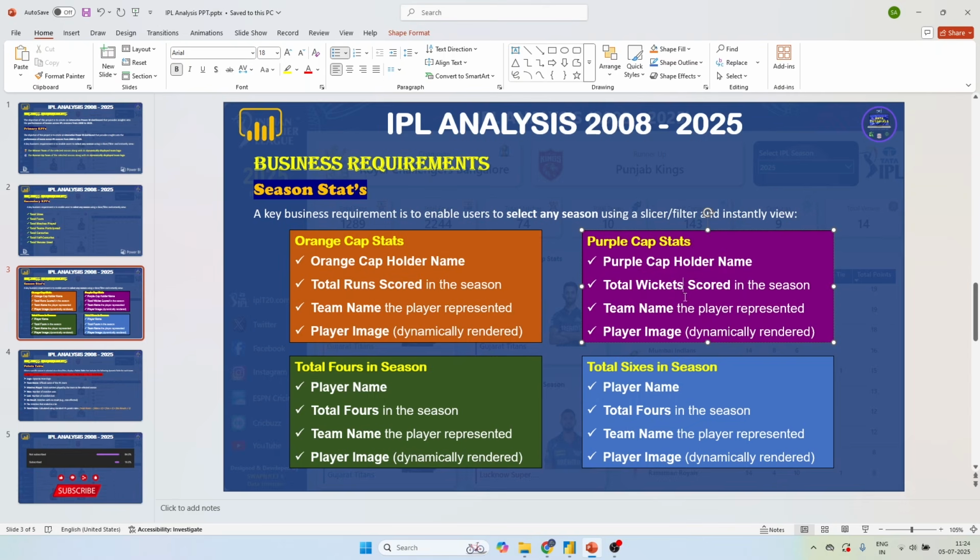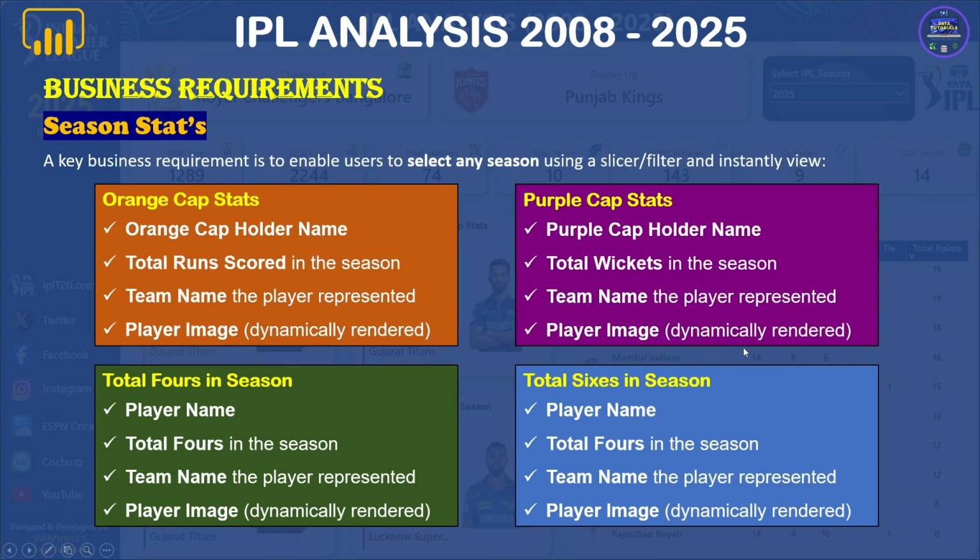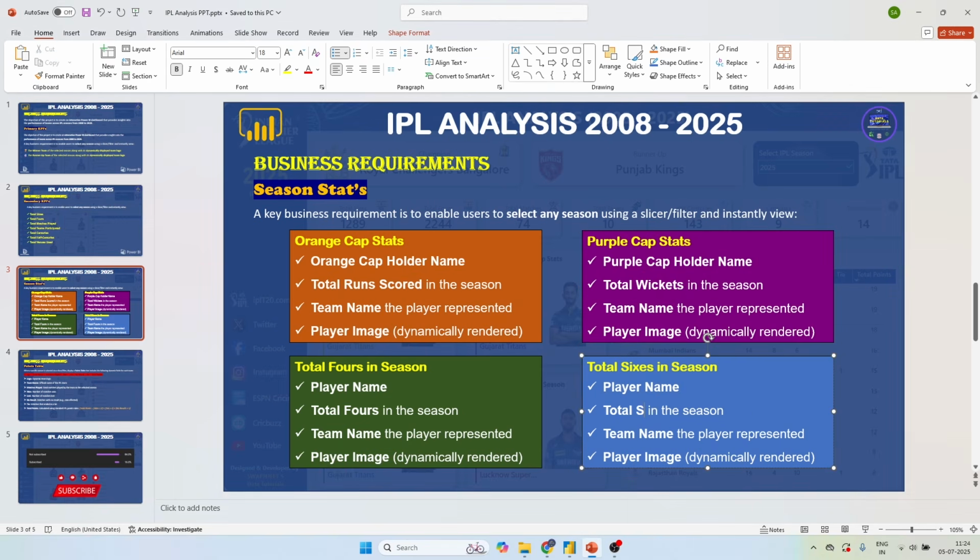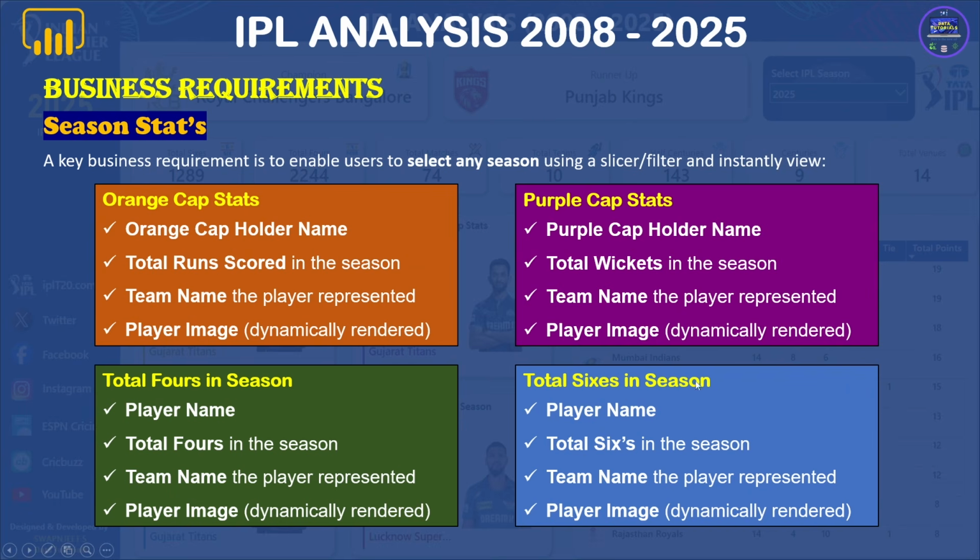This should be wickets. All right, in this way. So the total sixes which were hit in the season: how many sixes he hit in the season, the number we have to find out, the team name which the player has represented, and the player image also, which should again be dynamically rendered based on what season the user has selected.